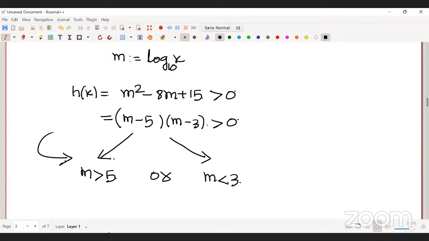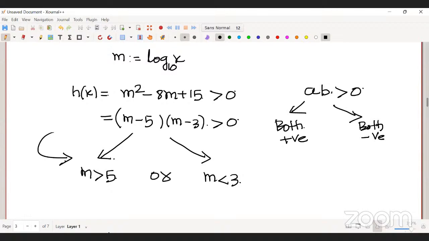Again the same logic. You have two numbers a and b, right? The product a times b is positive. When is it possible? When both are positive or both are negative. So now instead of a and b, we have m minus 5 and m minus 3. And I want this to be greater than 0, right?